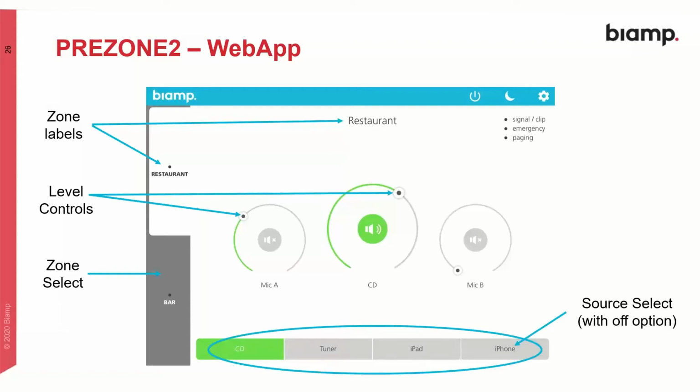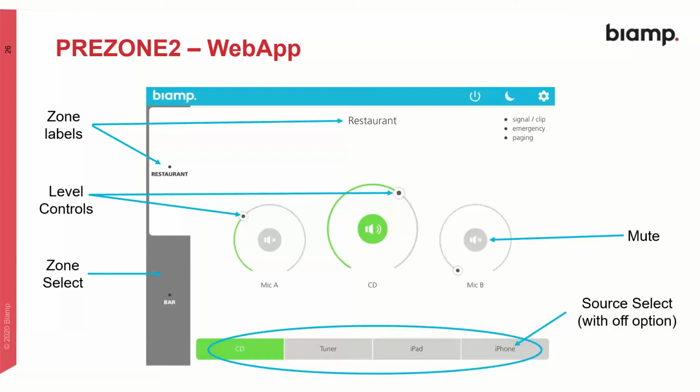We've got the source select switches here. In this case, they've been labeled. And it's important to understand that if you press the source which is already enabled, it will turn off so that you then have no source selected. It's important to be able to have nothing coming out of the system.